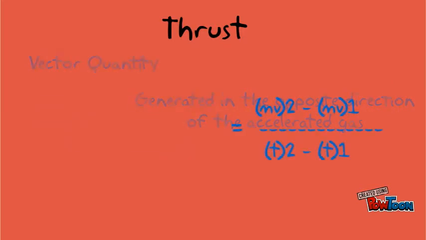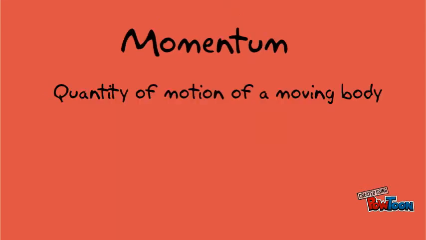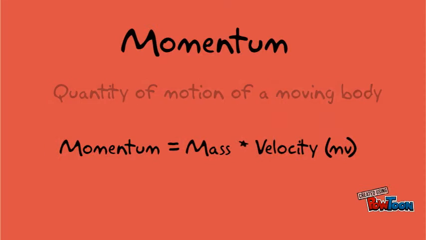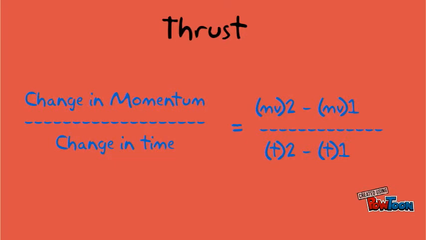Thrust of a force is represented by change in momentum over change in time. Momentum is a quantity of motion of a moving body and is measured by using the product of mass and velocity. It is represented by the formula momentum is equal to mass times velocity. Therefore, the formula of thrust is momentum 2 minus momentum 1 divided by the elapsed time. This formula is similar to the formula in finding the slope of a line.